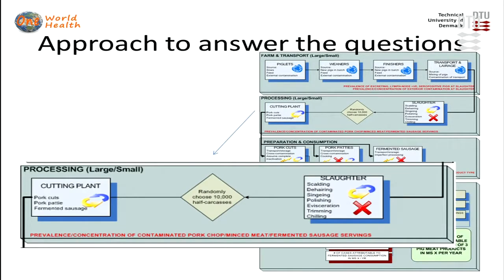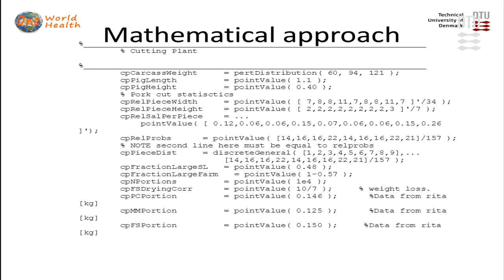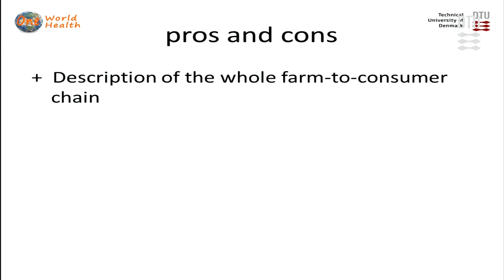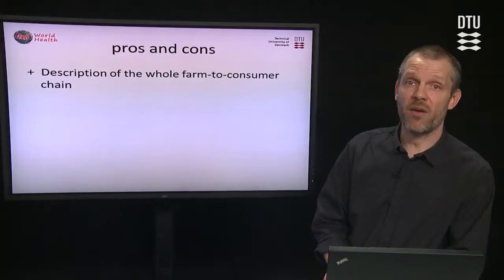We did the same for processing at the cutting plant and the slaughtering. And we did that with a mathematical approach. We built a quite advanced mathematical model to describe this process. And this is just a very short example of the coding. I think we have more than 1,000 lines of code. The pros and cons of this approach were that we were able to describe the whole farm to consumer chain.